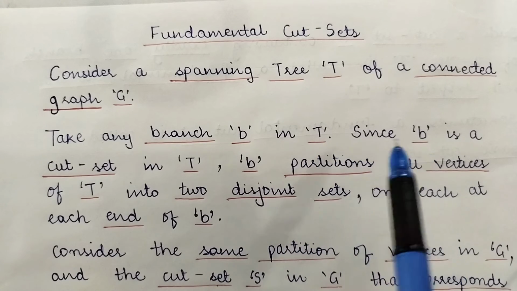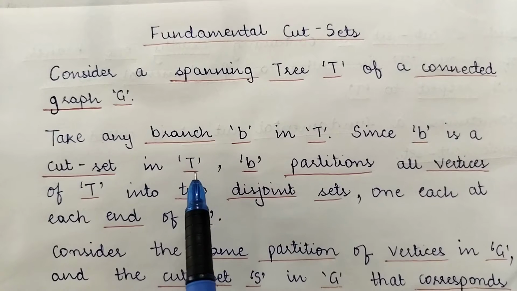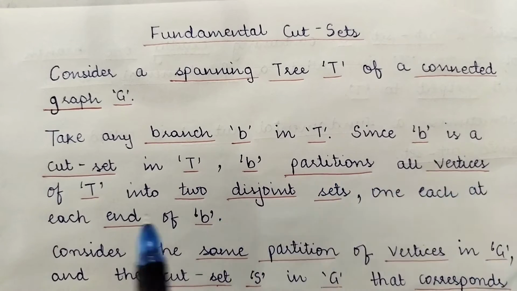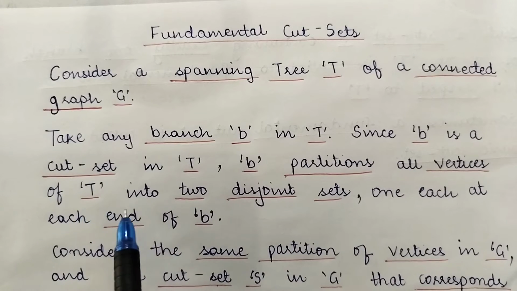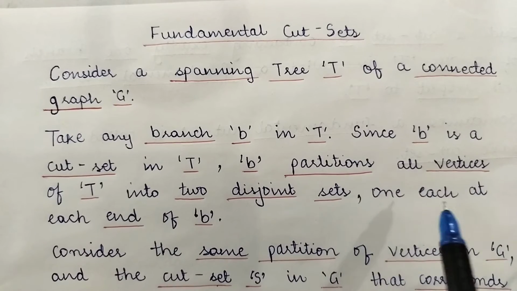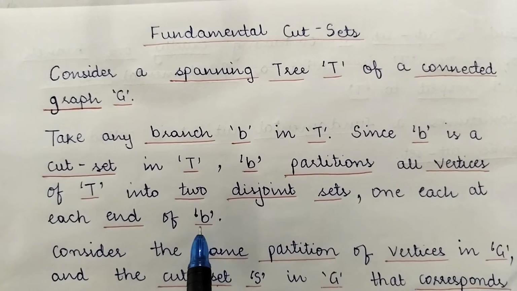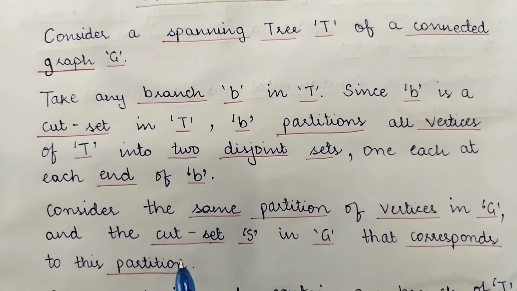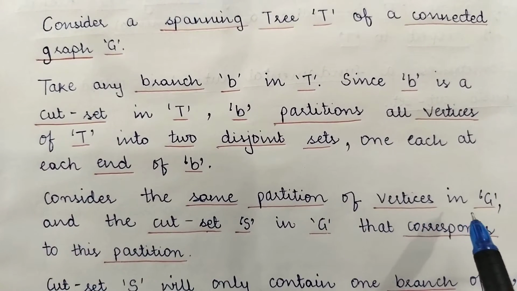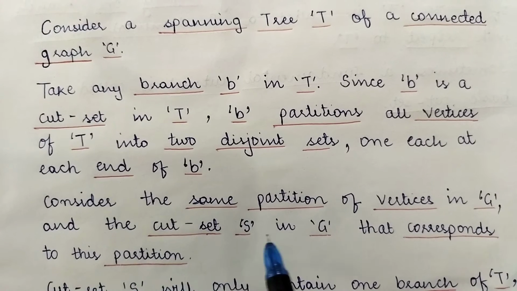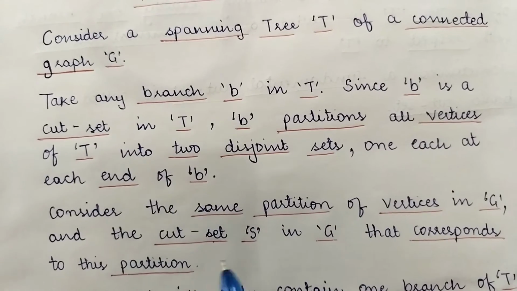Since branch B is a cut set in the spanning tree T, B therefore partitions all vertices of the spanning tree T into two disjoint sets or two components, one at each end of the branch B. Now consider the same partition of vertices in the connected graph G and the cut set S in the connected graph G that corresponds to this partition.